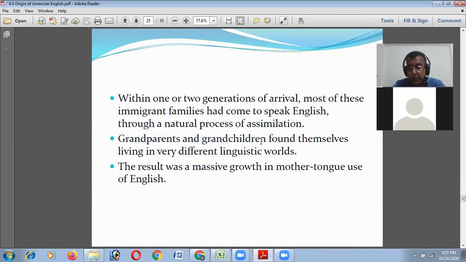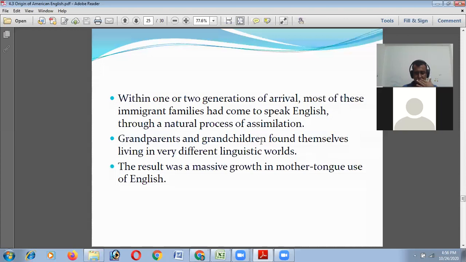So in this way, the people coming from the other parts of the world, the first generation spoke their mother language. However, from the second generation, they start using English as their first language. And in linguistics, this pattern is called assimilation. That means someone accepts the language prevailing in the area. That happened for the second generation immigrants. Grandparents and grandchildren found themselves living in a very different linguistic world.